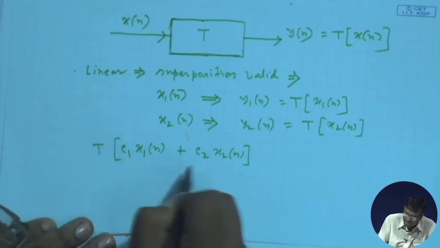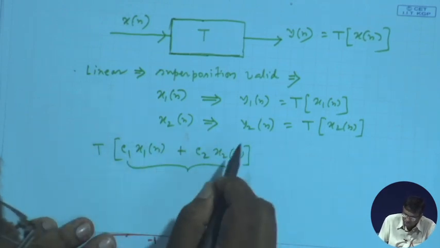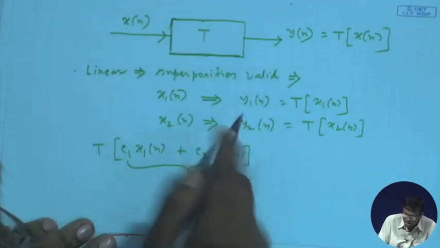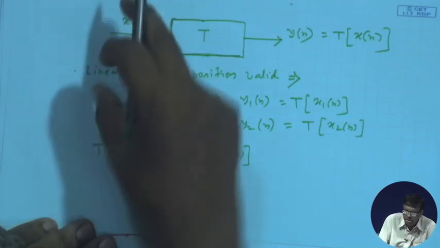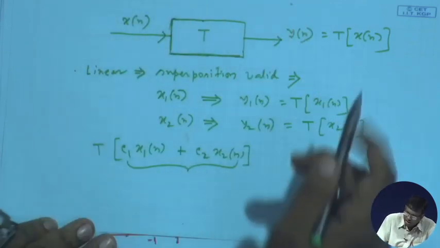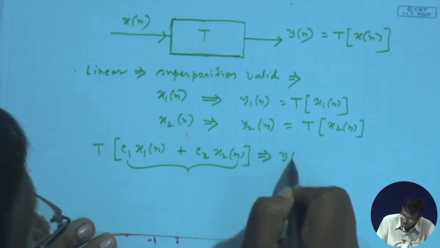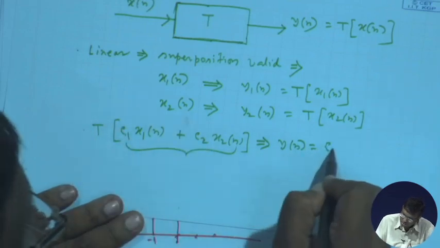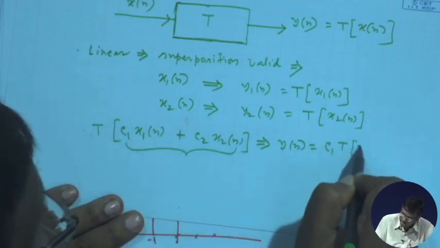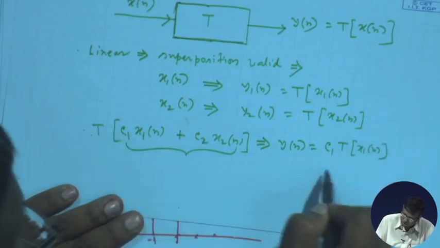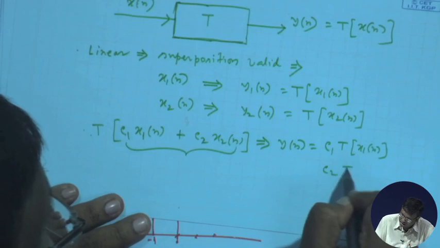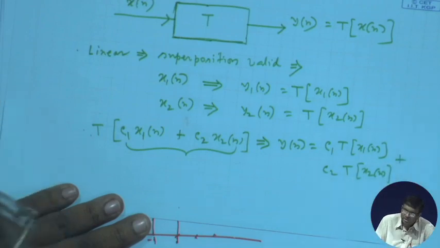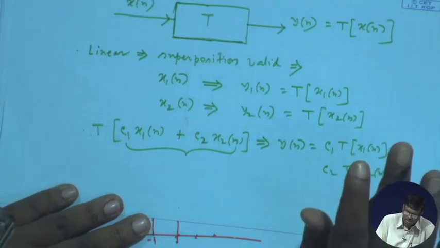So, T of that, there is a new input obtained by combining them. C1 x1n one sequence, C2 x2n another sequence added. This is a total sequence which I give at the input, a linear combination of two. Then the output yn, if it is linear, should be: C1 should go out, T should work on this only. Again C2 should go out, T should work on this only, and these two components will get added because this was added. If this is true, it is linear, otherwise not.